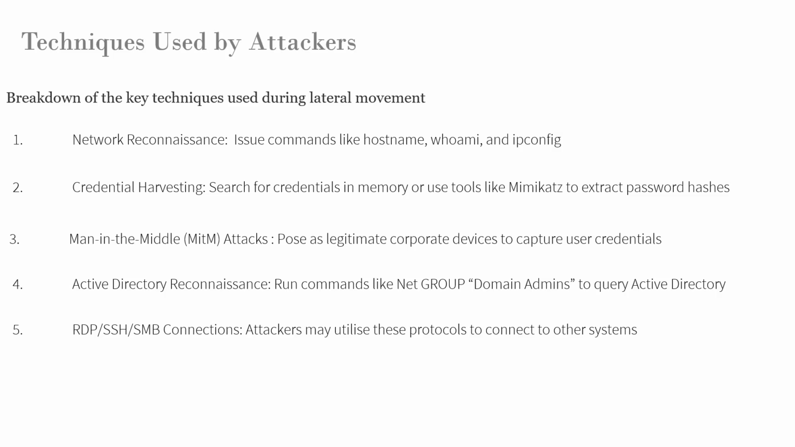RDP, SSH, or SMB connections: attackers may use these protocols to connect to other systems. Monitoring abnormal connections or access attempts can reveal these activities. Destructive malware: in some cases, attackers use ransomware to cripple the network once they have navigated through your systems. Detection of ransomware indicators is critical to prevent widespread damage.